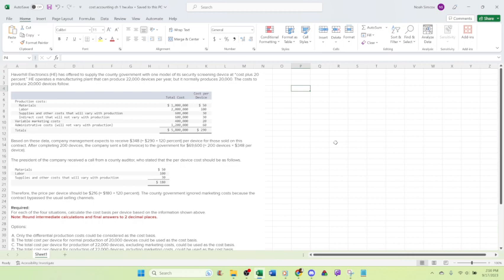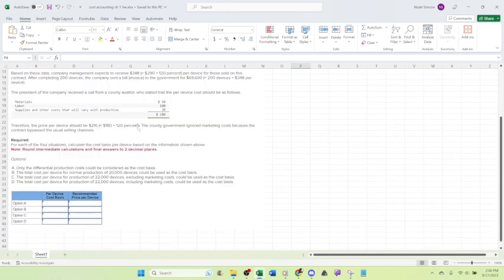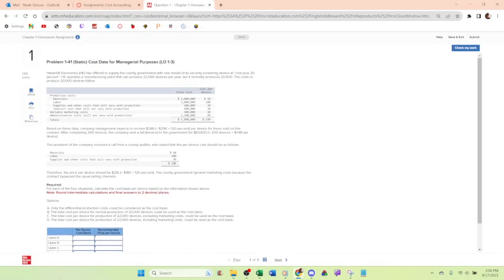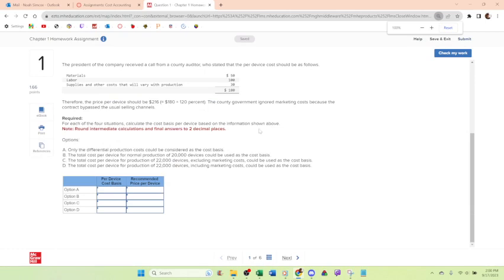Now, there are variable marketing costs. It says production costs in A. So A is just this. So 180. They already gave us the answer for A. It's 180, 216 is the answer for A. Right? So A is already done for us.